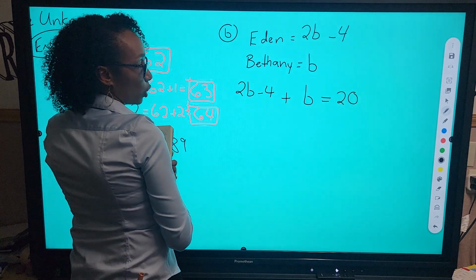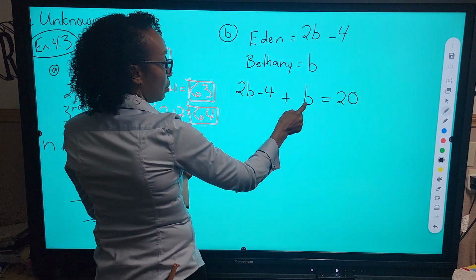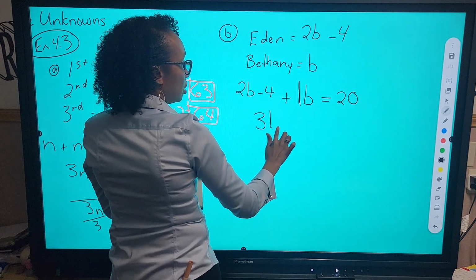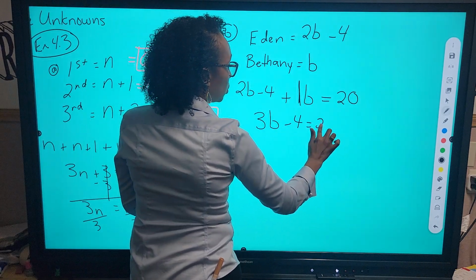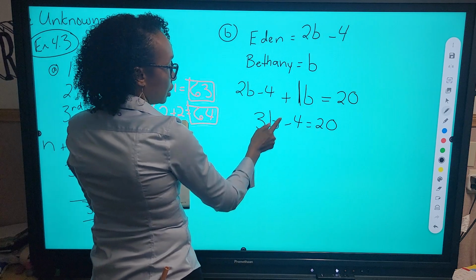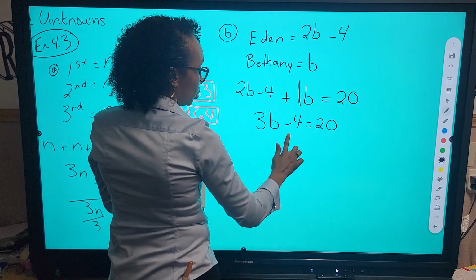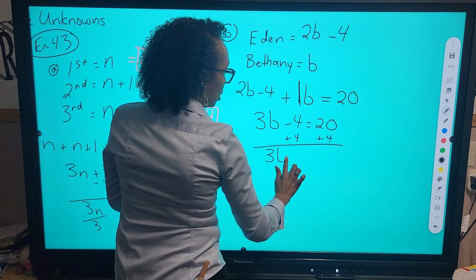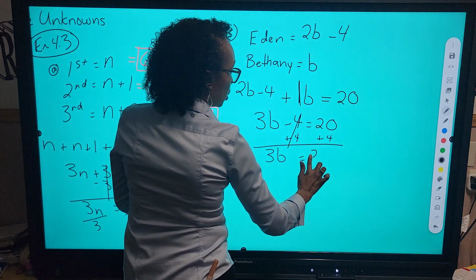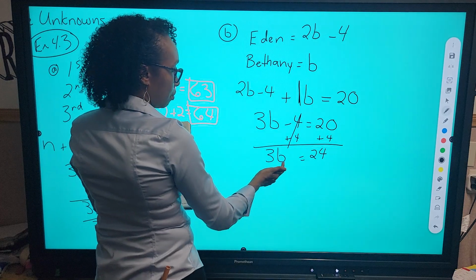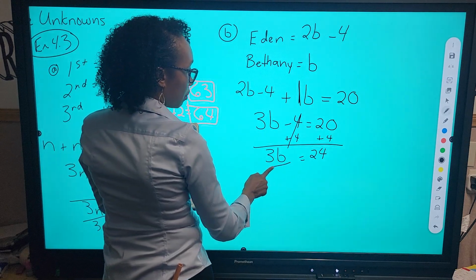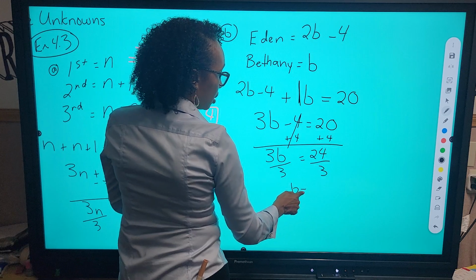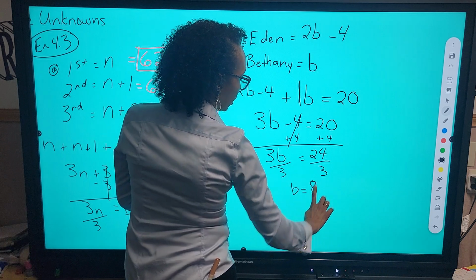Now I'm ready to combine like terms. I know 2B and B, with that invisible 1 there, makes a total of 3B minus 4 equals 20. To isolate the variable term, we'll add 4 to both sides. So 3B equals 24. To isolate B, we're going to do the opposite of multiplying by 3, which is to divide by 3. So I have B equals 8.